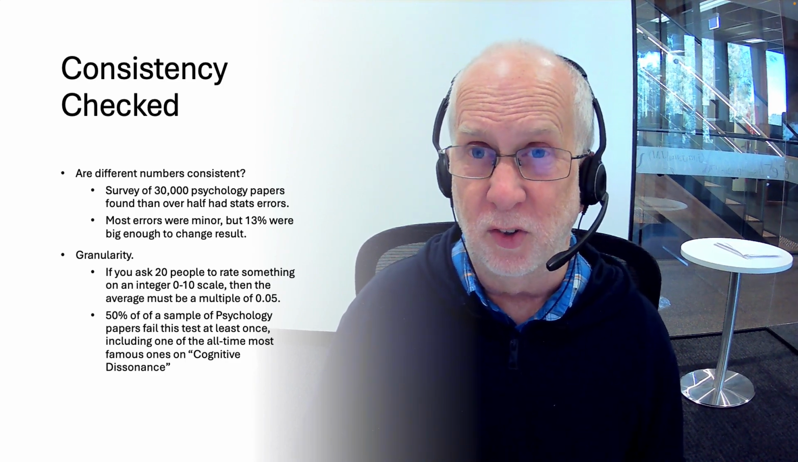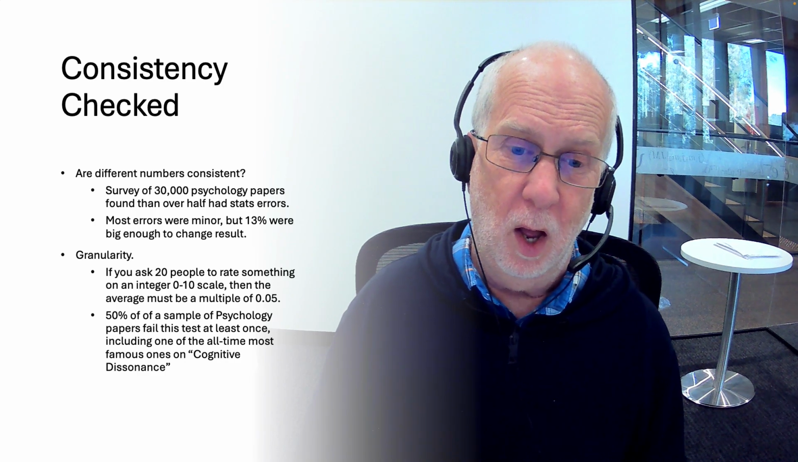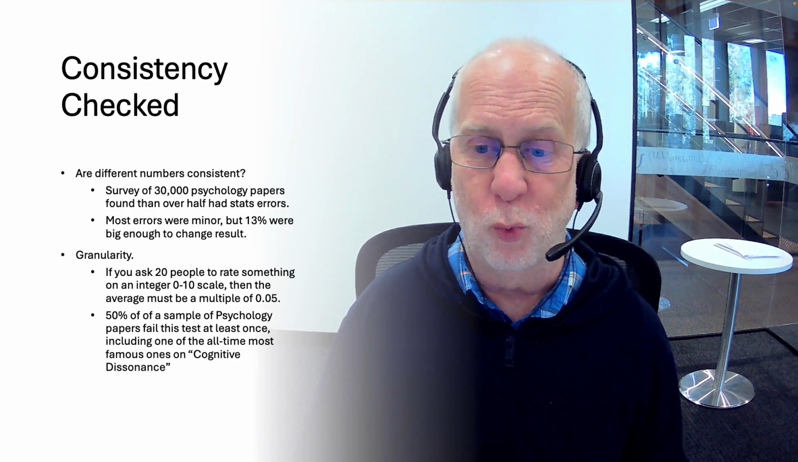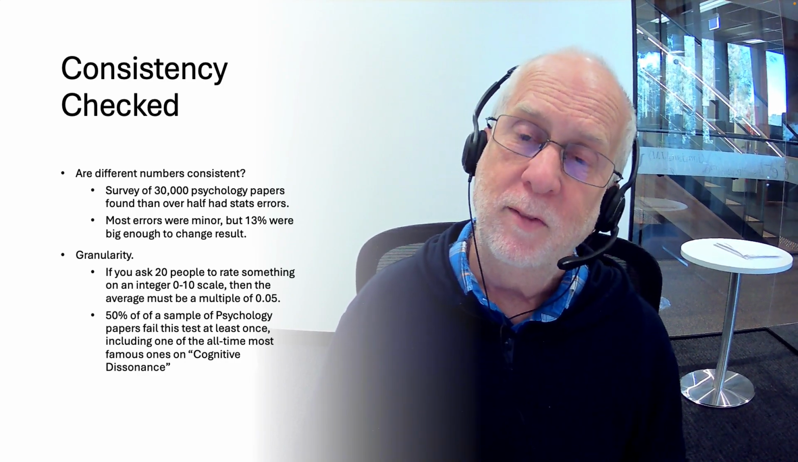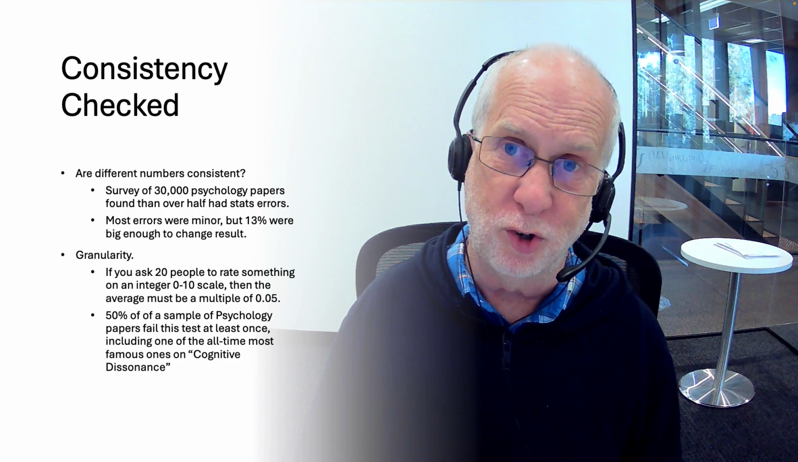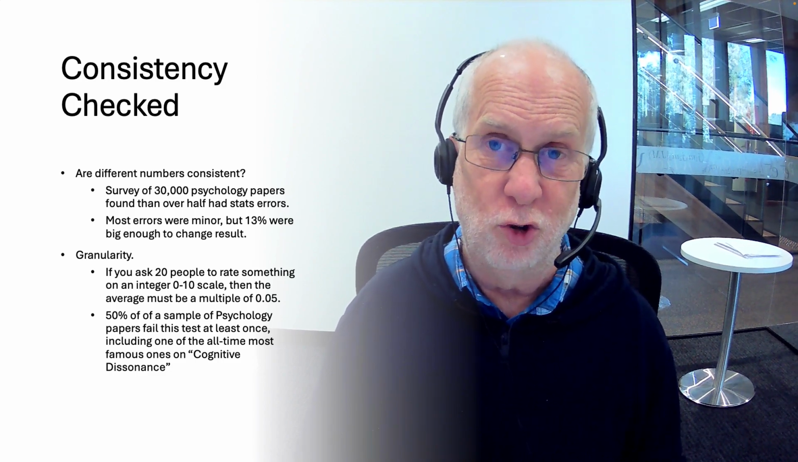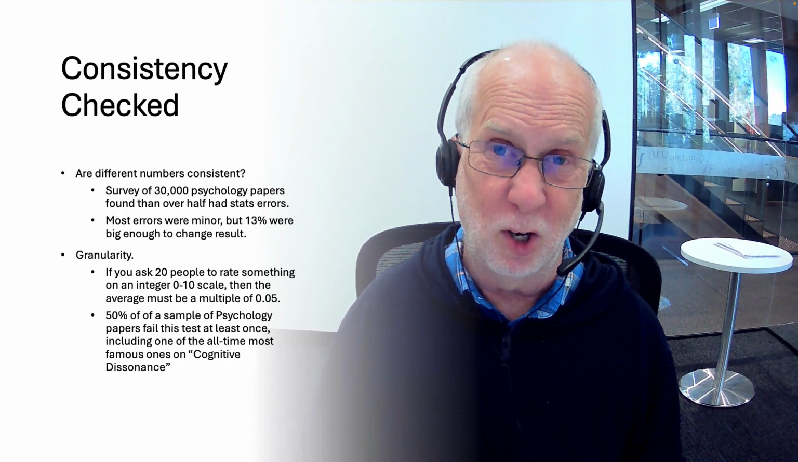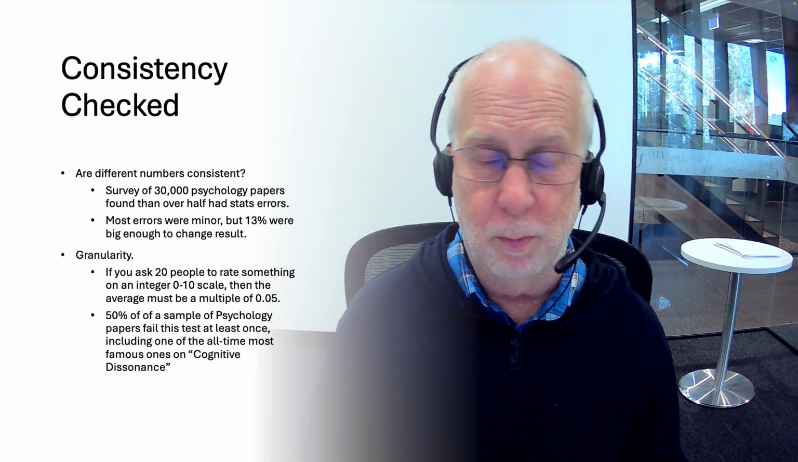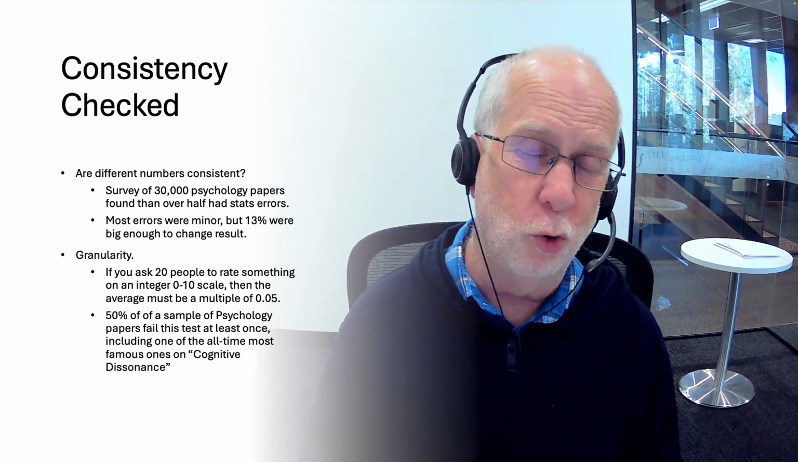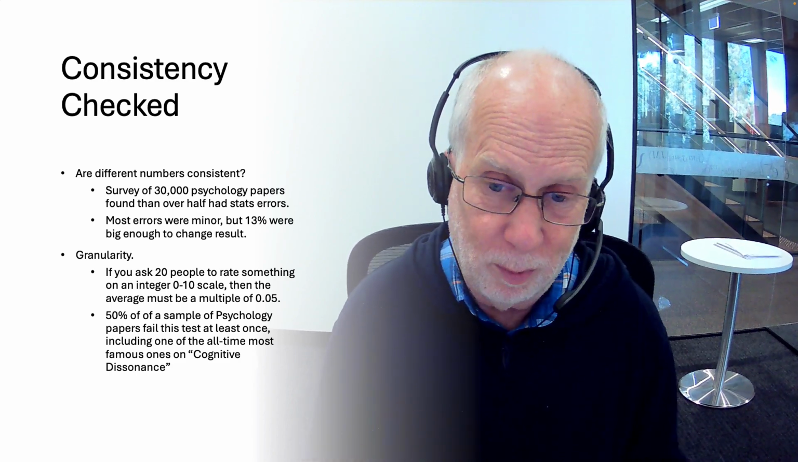Another way to check these things is what's called granularity. If, for example, you ask 20 people to rate something on a scale of 0 to 1, then the average must be a multiple of 0.05. Just having 20 integers in that range and averaging them, dividing by 20, it's going to give you something that's 0.0, 0.05, 0.1, but not 0.008 or something like that.